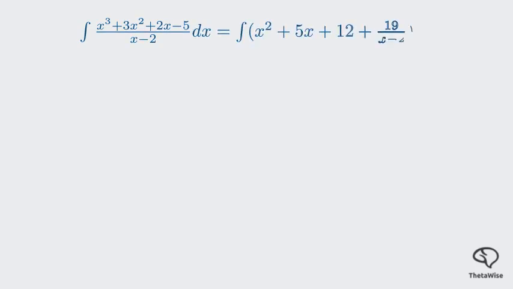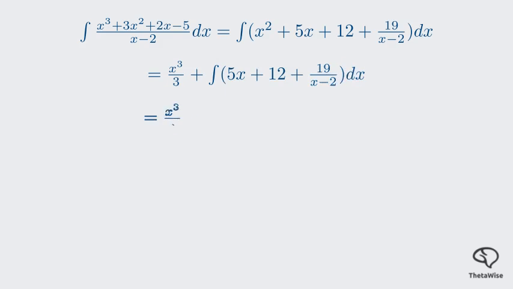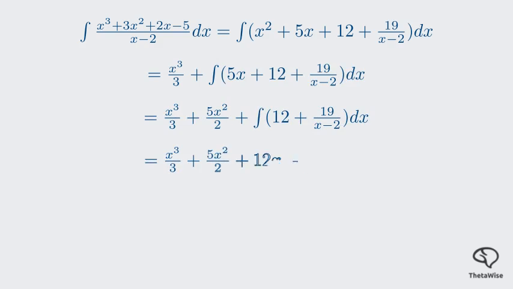Now we integrate our simplified expression. The integral is the integral of x squared plus 5x plus 12 plus 19 over x minus 2, all with respect to x. We can integrate each term separately. The integral of x squared is x cubed over 3. The integral of 5x is 5x squared over 2. The integral of 12 is 12x.